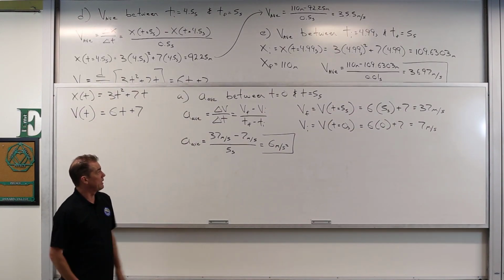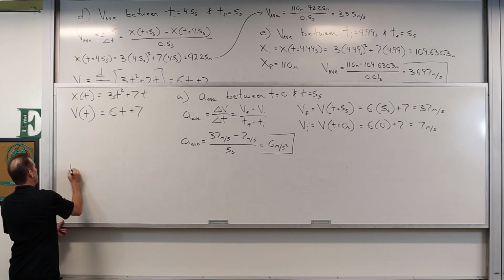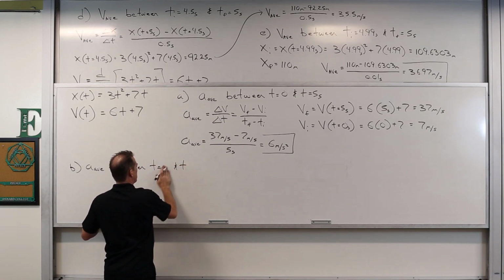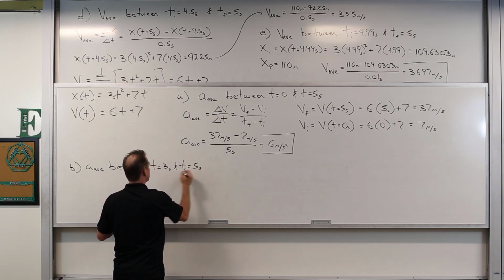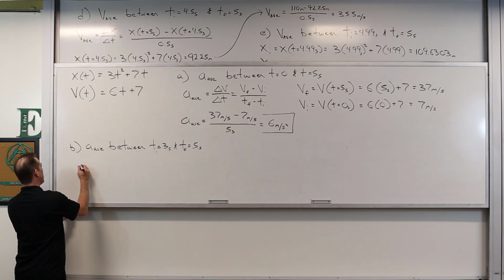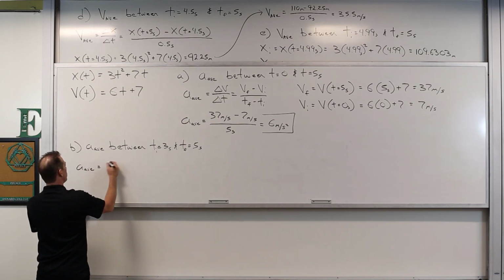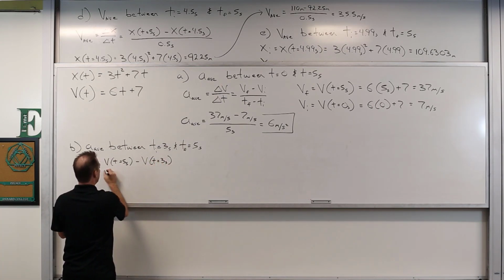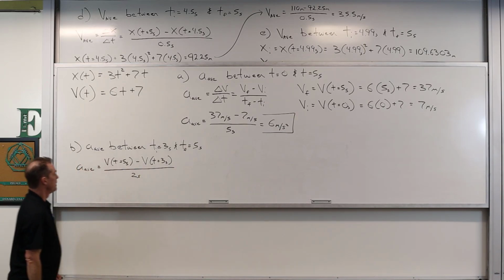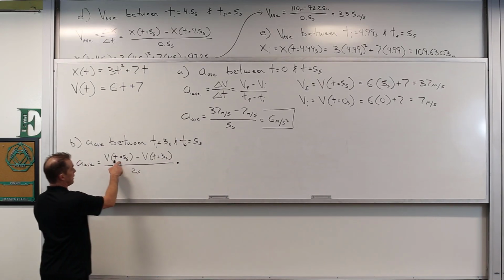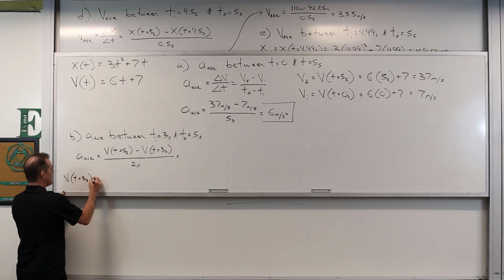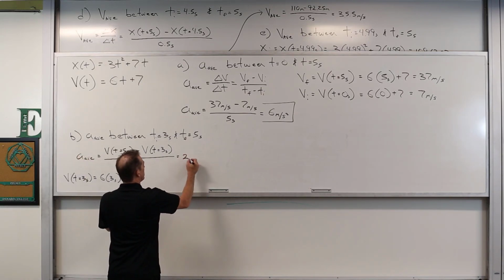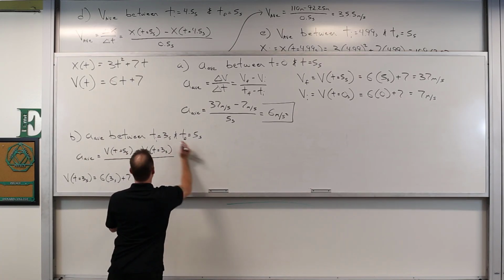If we do it for another time interval, let's say between t equals 3 seconds and t equals 5 seconds. That's final, that's initial. Well, what can we do with this? Again, we've got ourselves that the average acceleration is going to be equal to v of t equals 5 seconds minus v of t equals 3 seconds divided by, well, it's going to be a 2 second time interval in this case. So we've got ourselves, this is 37, we need v of t equals 3 seconds. V of t equals 3 seconds is equal to 6 times 3 seconds plus 7. What's that? 18 plus 7, 25.